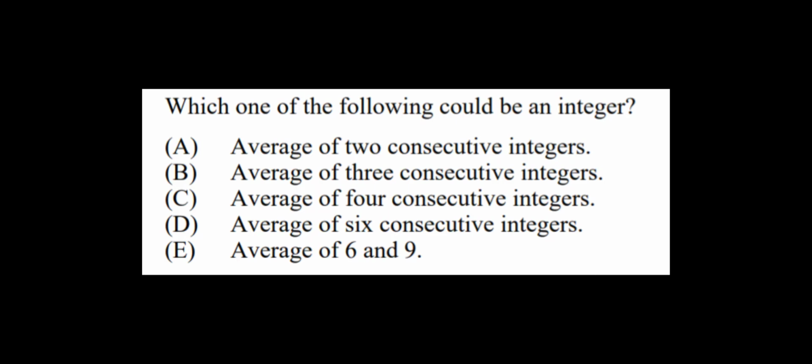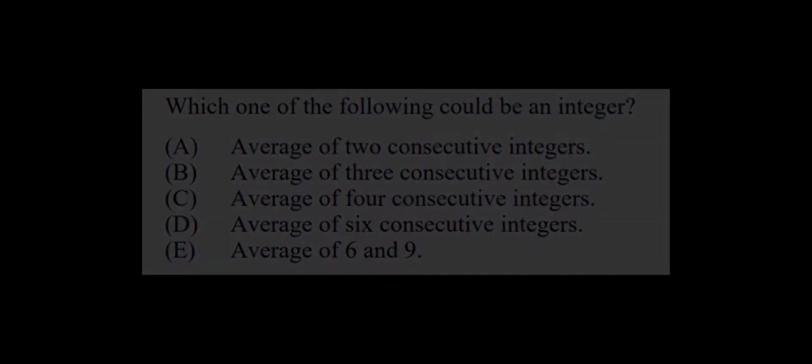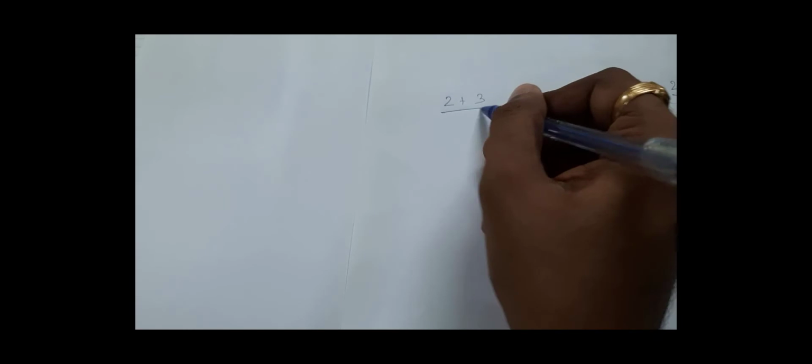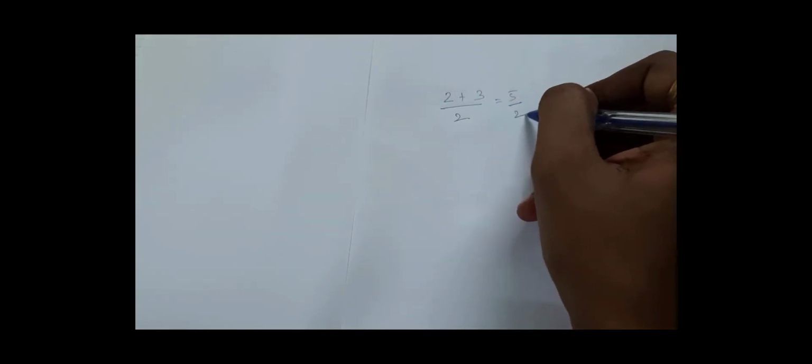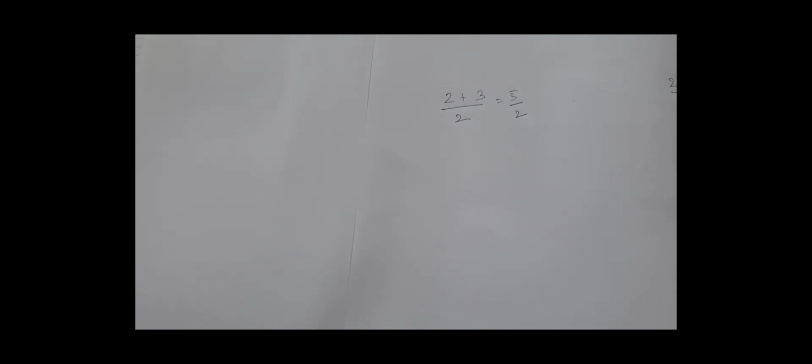Which one of the following could be an integer? The first option they have given is the average of 2 consecutive integers. So let's take an example of 2 consecutive integers, 2 and 3. What will be the average? 2 plus 3 upon 2. This is 5 upon 2. This is clearly a fraction.